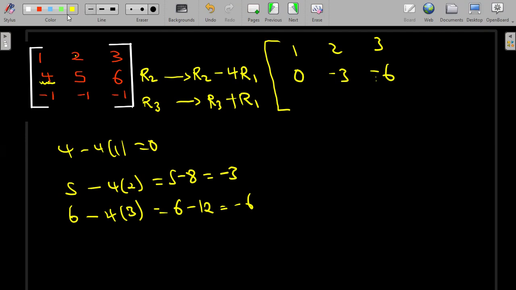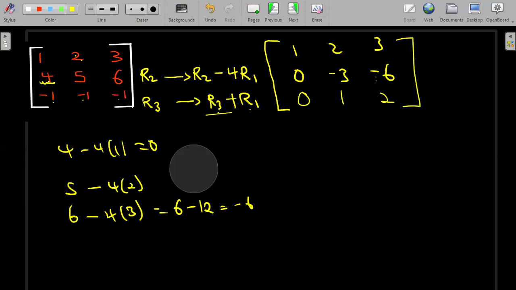Okay, and then let's apply this row operation here to row 3. So row 3, we said it's just the entry that we have on row 3 plus the entry that we have in row 1. So this will be minus 1 plus 1. So that will be 0. Then here it will be minus 1 plus 2. That will be 1. And then here it will be minus 1 plus 3. That will be what? 2. Okay, so that's what we get when we apply the first set of row operations.